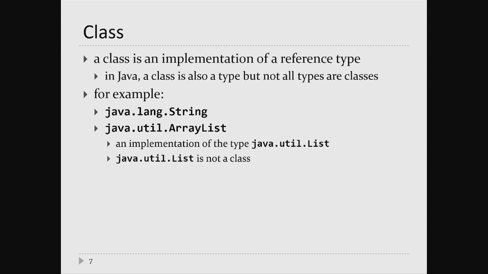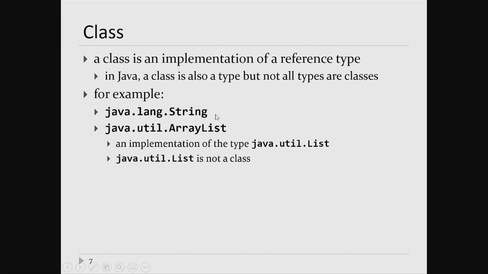And so how do you get these reference types? Well, you define a class. And that's what we're going to be doing moving forward. A class is just an implementation of a reference type. So in Java, a class is also a type, but not every type is a class. We saw interfaces the other day, and I told you that an interface is also a type, and it's a reference type.